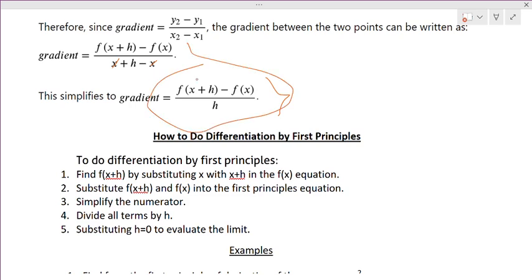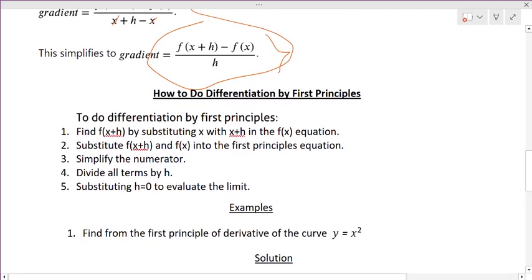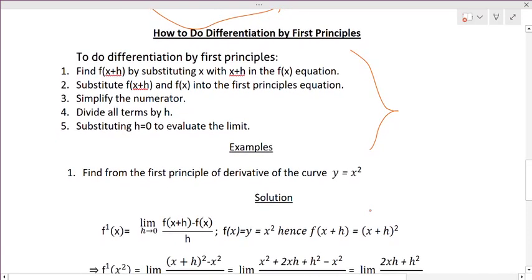Right. So what you're going to do is, to do the differentiation by first principle, first of all, you have to find your f of x plus h by substituting x with x plus h in the f of x equation. The second step is to substitute f of x plus h and f of x into the first principle equation. Then you simplify the numerator, you divide all terms by h. Then finally, you just substitute h equal to 0 to evaluate the limit. Don't get confused, okay? We solve one example and you see that it's very easy. It's not difficult.